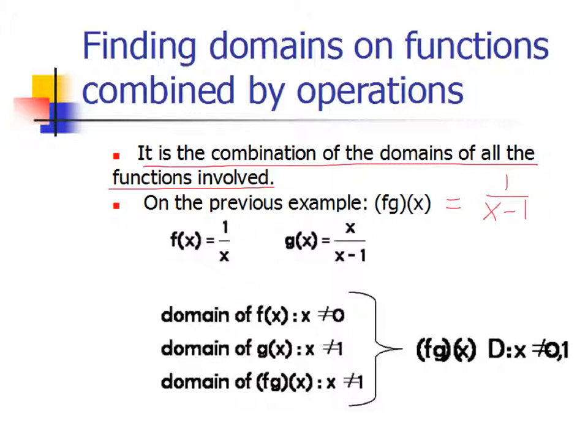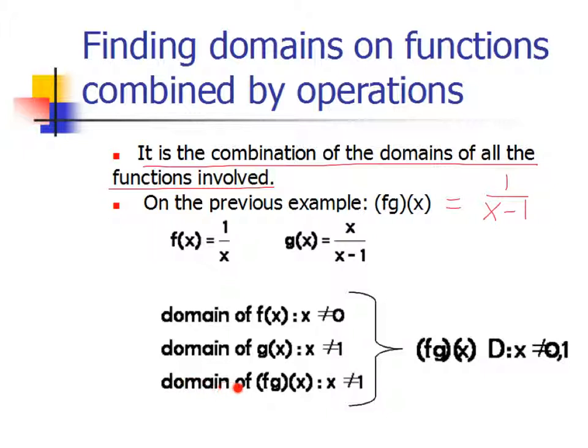So that means I have to look at the domain of f. Come up here and look at f. Well, it's a fraction. I don't want my denominator to be 0. So that's why x can't be 0. I also have to look at the domain of g. So I come over here and say, oh, it's another fraction. I can't let my denominator be 0. So that means x can't be 1.